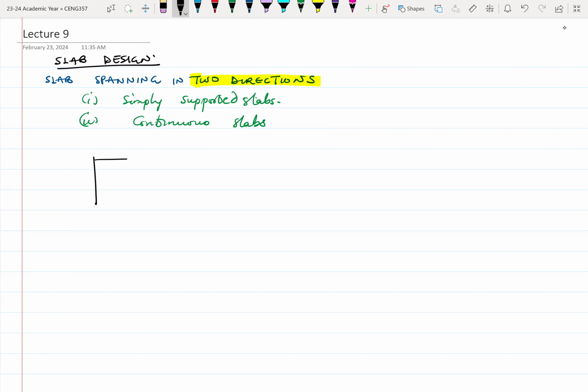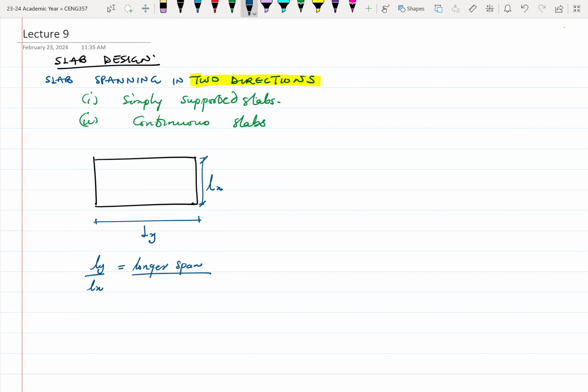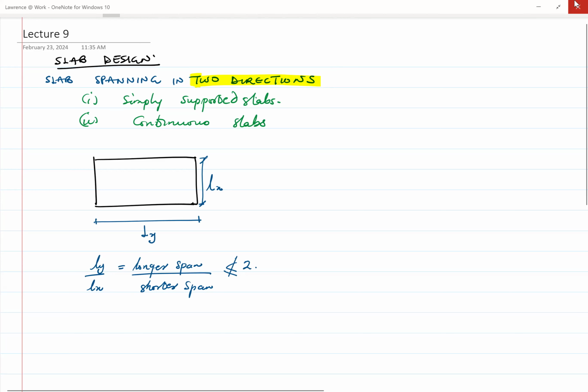So typically, if you have, let's say this is a panel, I'm just going to use that to explain. Let's say we have these distances. Let's say this is your Ly, this is your Lx. Just using variables. So if you find a ratio of the longer span, normally we assume that Ly is the longer span by convention, then the Lx is the shorter span. So if the ratio of this is less than or equal to 2, we assume that our slab is spanning in two directions.